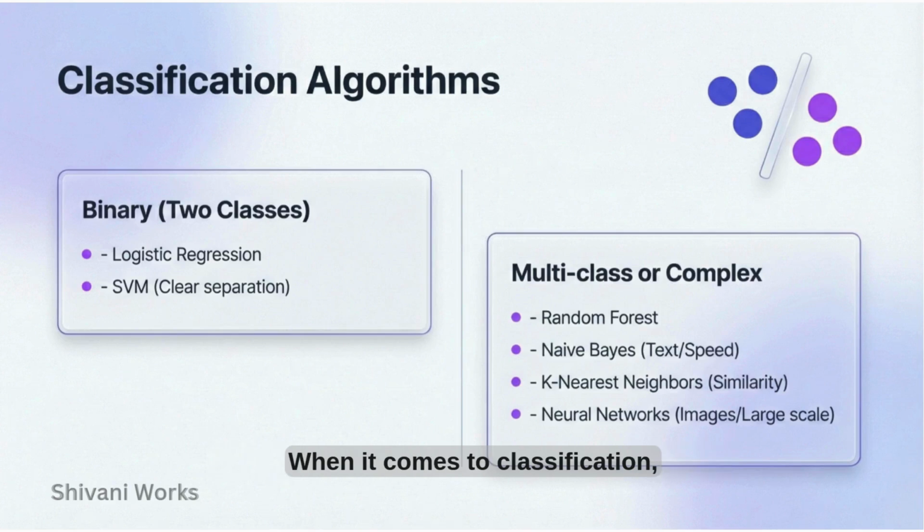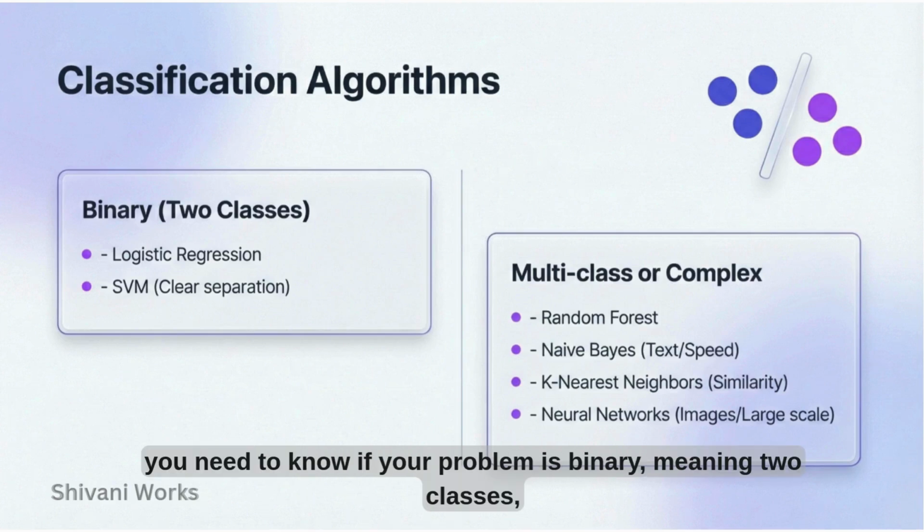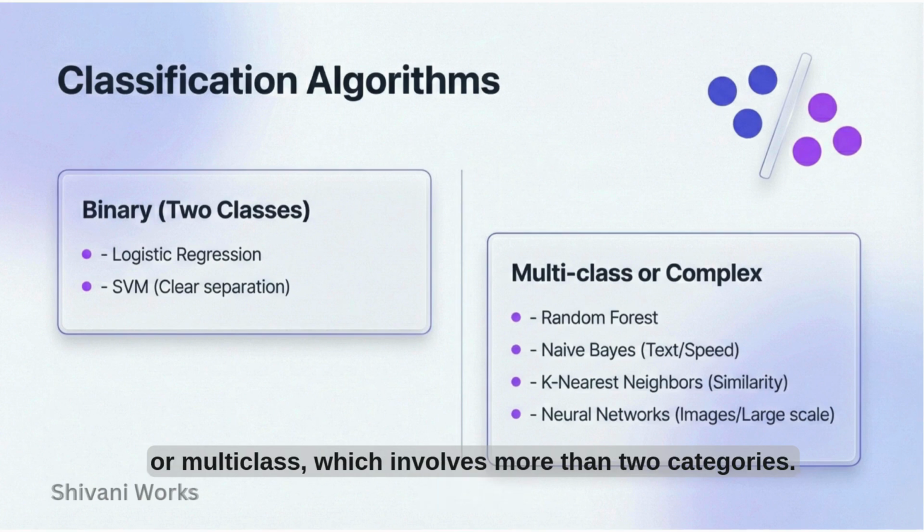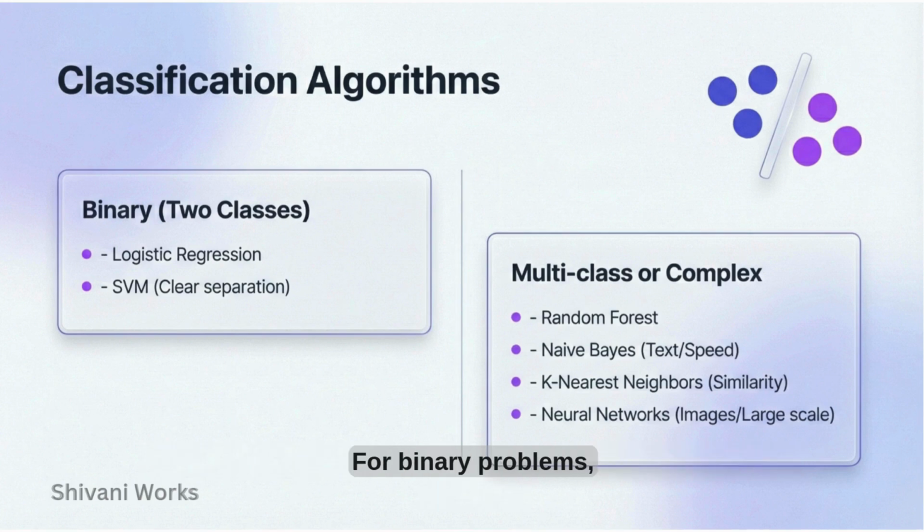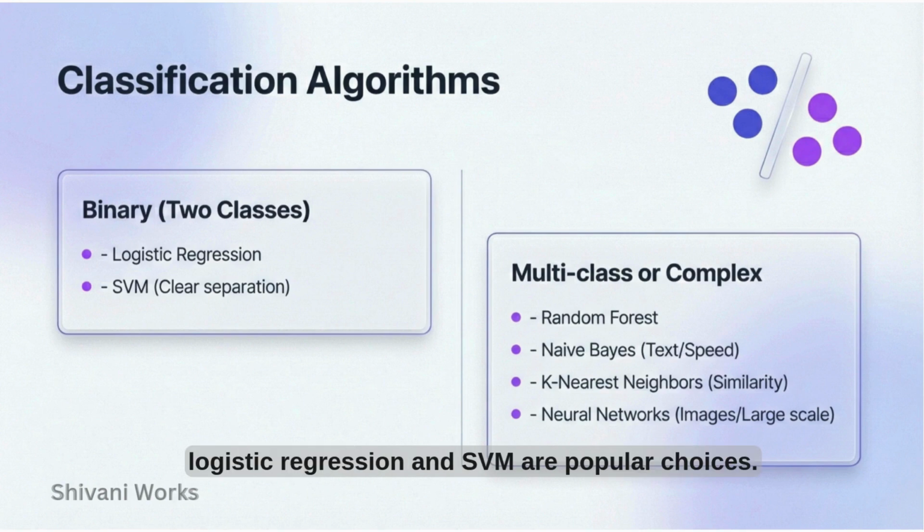When it comes to classification, you need to know if your problem is binary, meaning two classes, or multiclass, which involves more than two categories. For binary problems, logistic regression and SVM are popular choices. For multiclass or more complex scenarios, consider random forest, naive Bayes, k-nearest neighbors, or neural networks.